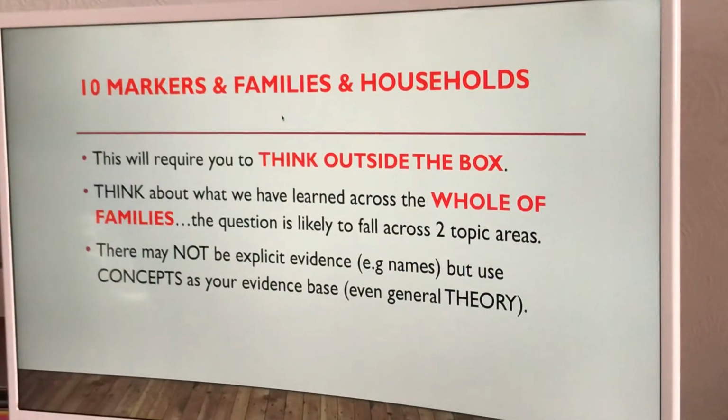And you need to be prepared for the fact that I won't have taught this particular question explicitly. So what do you do? There's not going to be explicit evidence that you can write down sometimes. You won't necessarily be able to think of names that said those things or think of theorists, but you can use your concepts as your evidence base, your sociological knowledge, your sociological language. That's fine for evidence. You can even use general theory for evidence, but you guys are going to have to think for yourselves about how to answer the question.